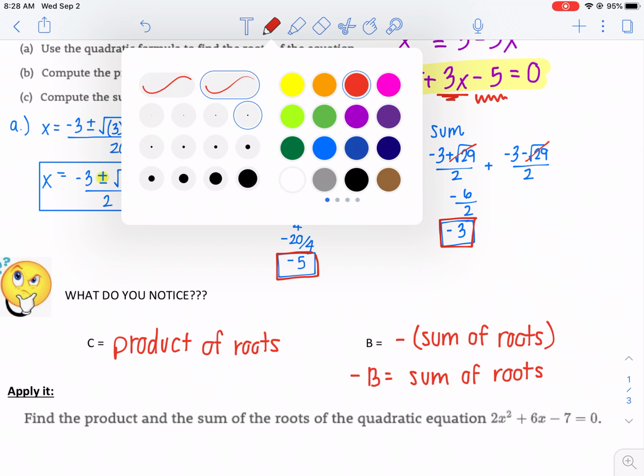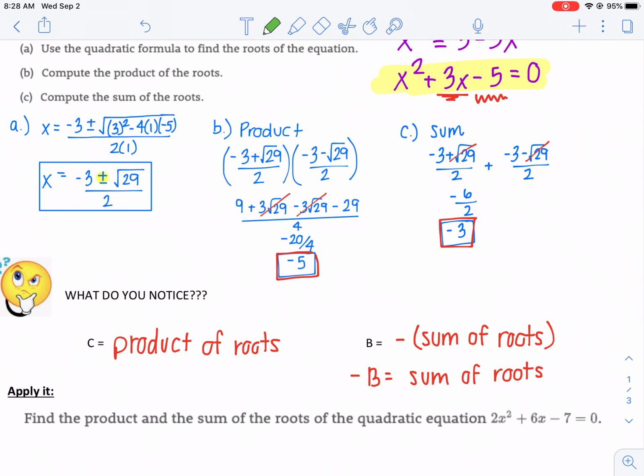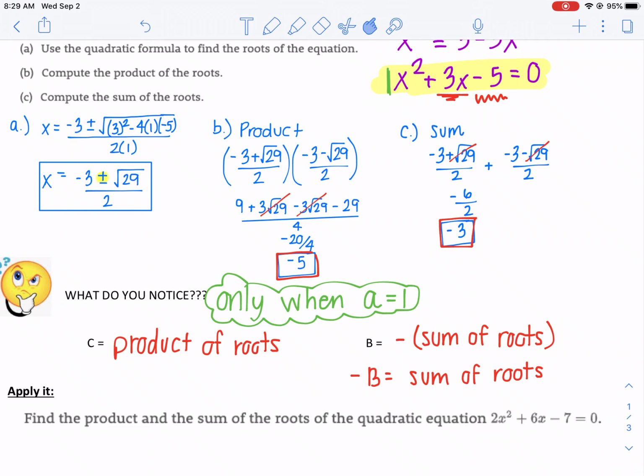Please be aware with all of this, this only works when your A value equals 1. So notice because of this 1 right here, I'm able to notice this pattern with the B and the C values. This is very nice when we're given a problem such like this next one.